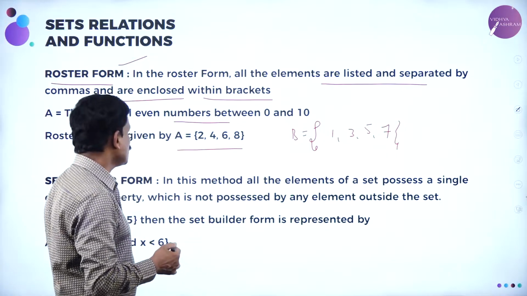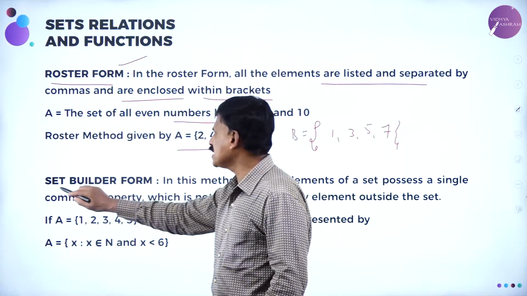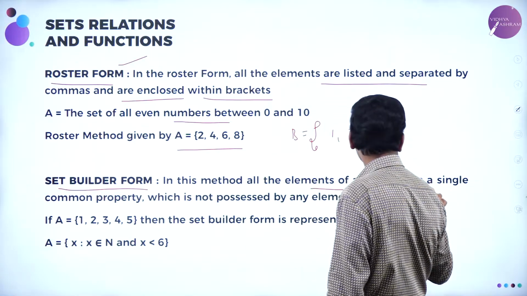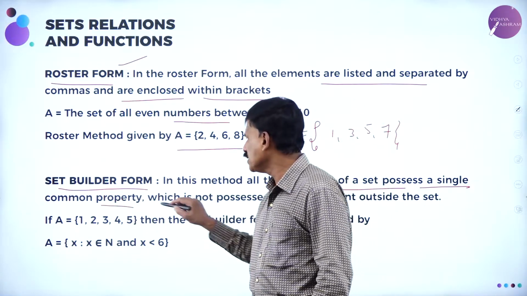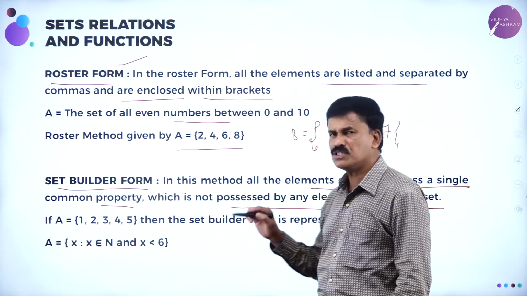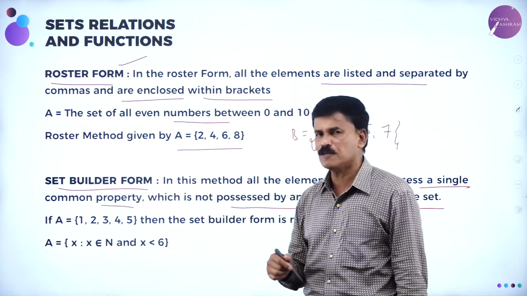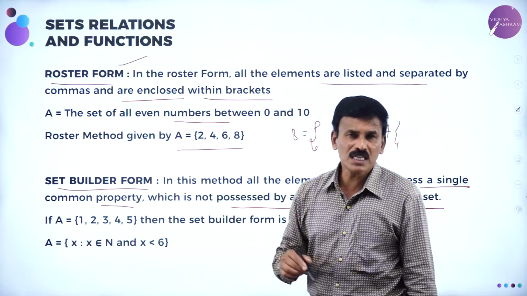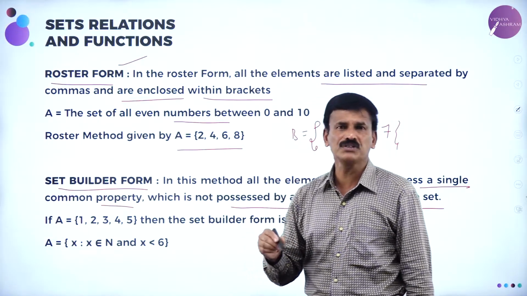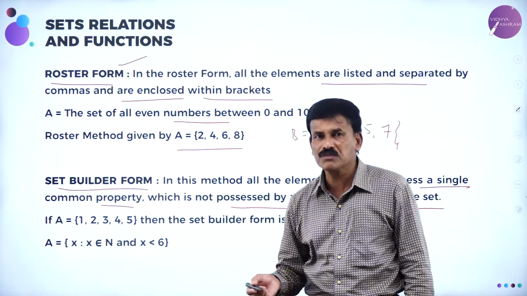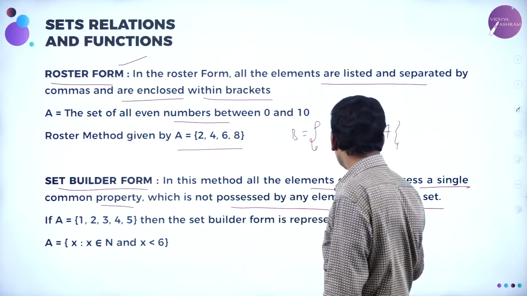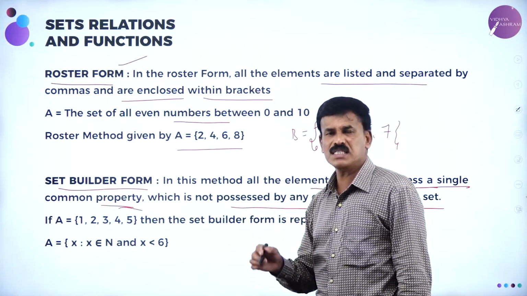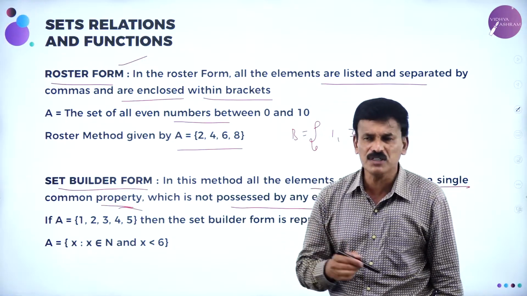Okay. Now let us come to the second method, that is called the set builder form. In this method, all the elements of a set possess a single common property which is not possessed by any other element outside the set. That means in set builder form, the elements of the set depend upon a particular statement. The elements of the set are arranged according to the given statement or the given definition.